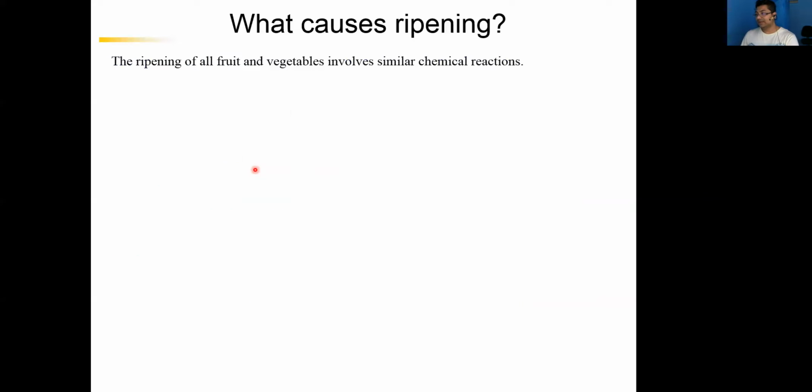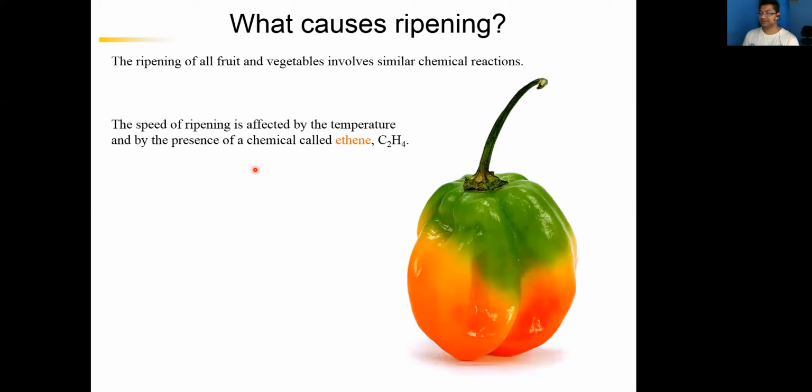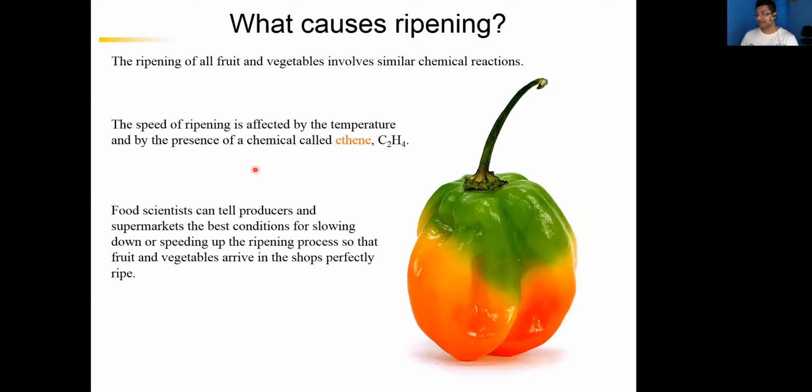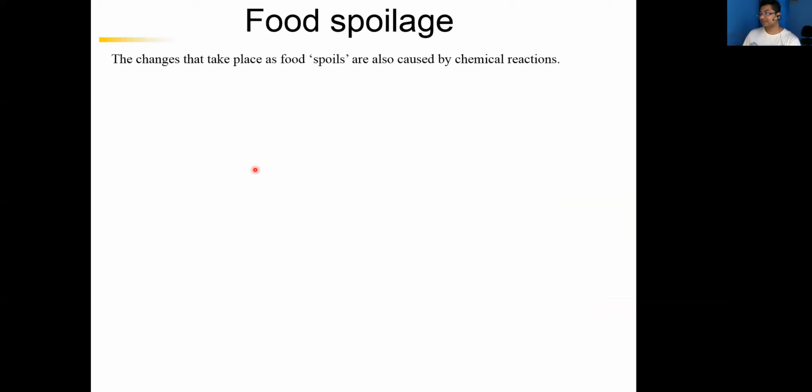Okay, so what causes ripening? Ripening causes chemical change, and we know there is a lot of chemistry involved in ripening. At a particular temperature, with the presence of ethene, the chemistry changes and the color will change significantly when the fruit is ripened.